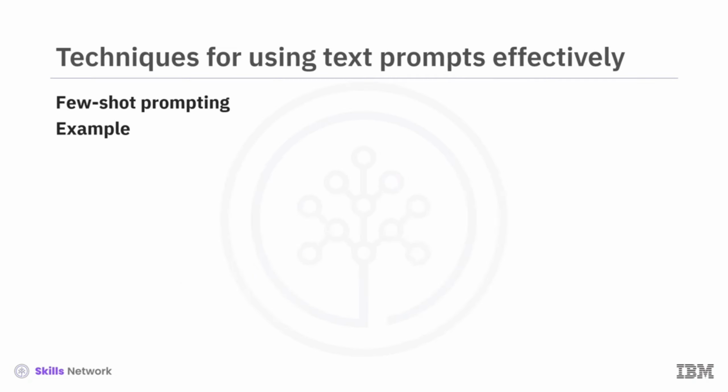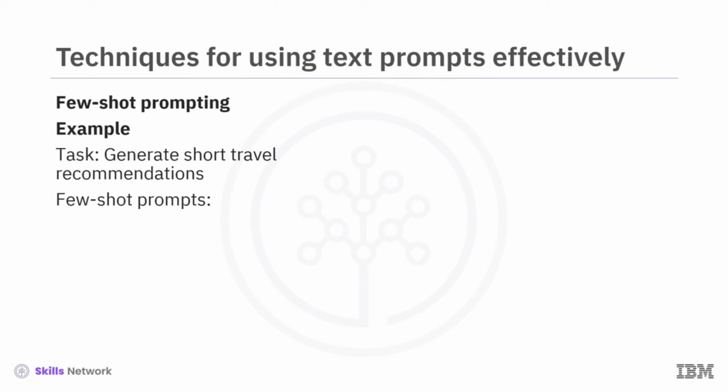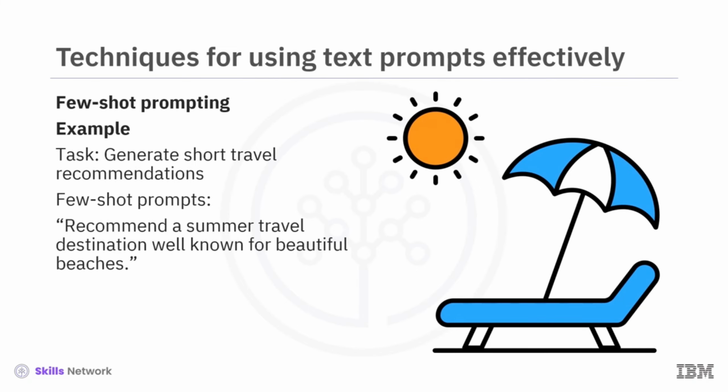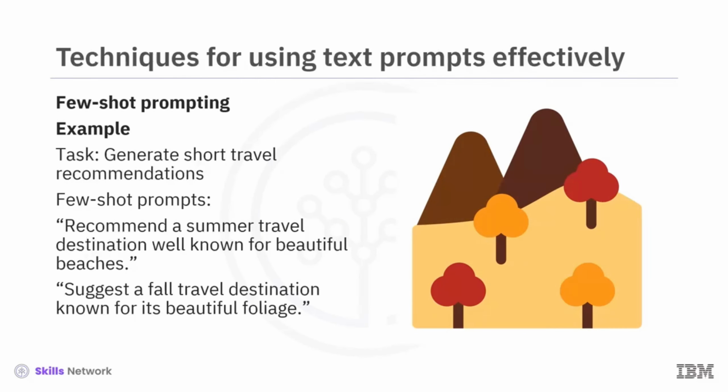For instance, suppose the task for the model is to generate short travel recommendations. As few-shot prompts, you provide the following guided context to the model. Recommend a summer travel destination well known for beautiful beaches. Suggest a fall travel destination that is renowned for its beautiful foliage.